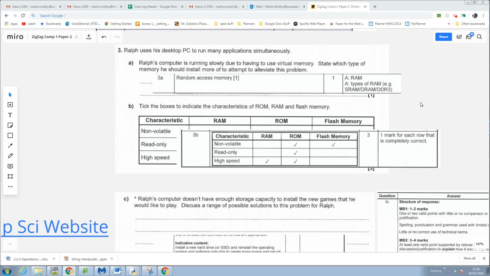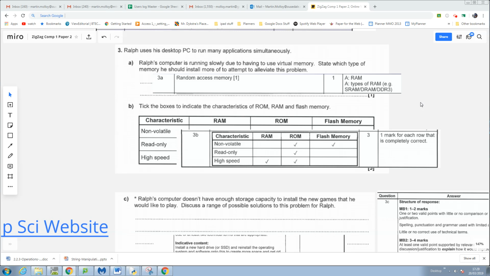So this first part of the question: Ras's computer is running slowly due to having to use virtual memory. State which type of memory he should install more of to attempt to alleviate the problem. So the only possible answer is random access memory, because it uses virtual memory when it's running out of random access memory.